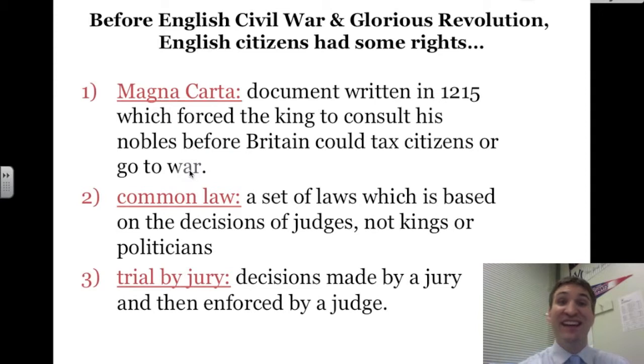The second thing that gave English people rights was the idea of common law. There were a set of laws which were based on the decisions of judges, not on kings or politicians. Kings or politicians tend not to be as fair as judges. And the third thing that gave English citizens some rights was trial by jury. Decisions were made by a jury and then enforced by a judge.